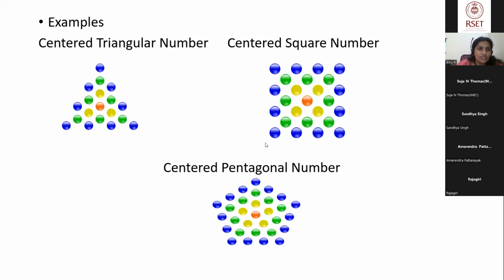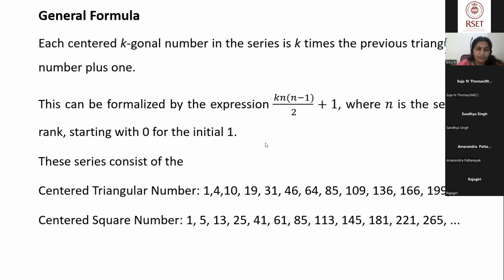The first one shows the centered triangular number. The next is the centered square number. And the last one, the centered pentagonal number.